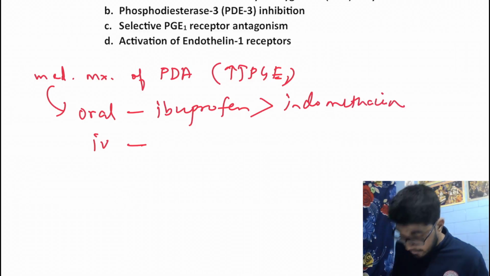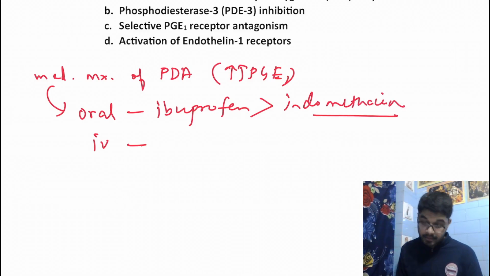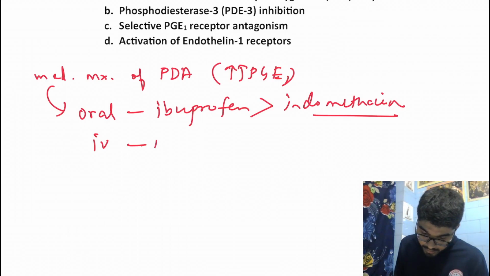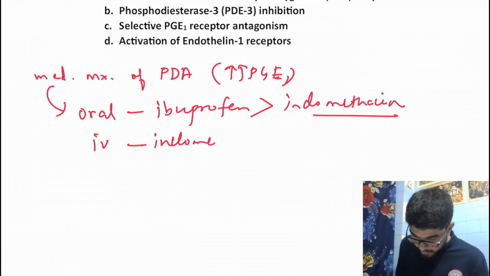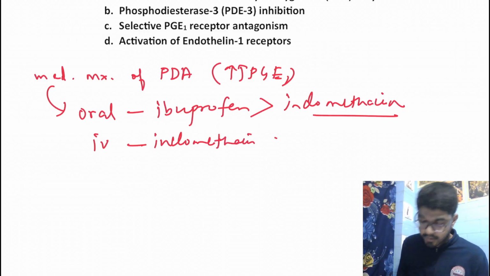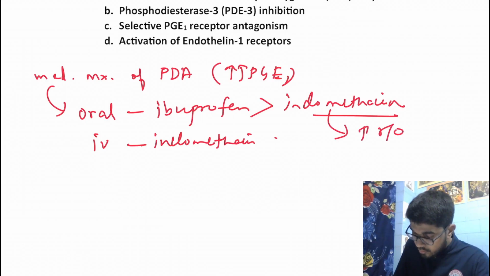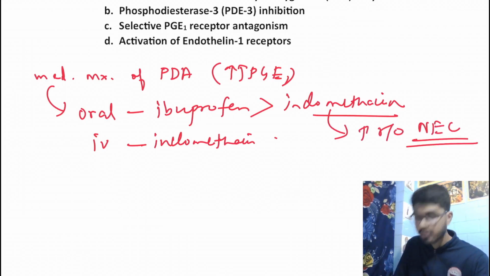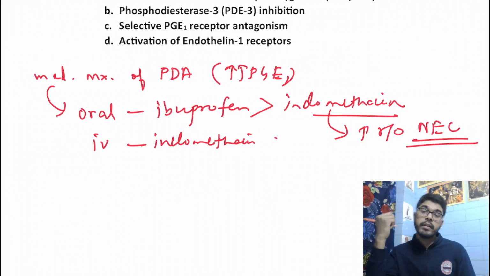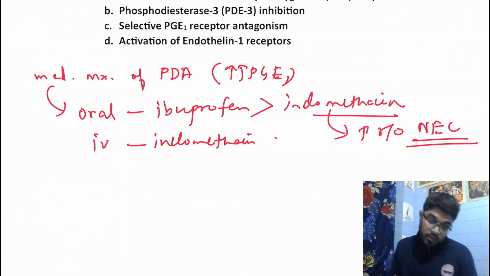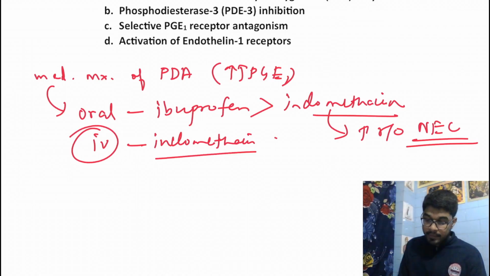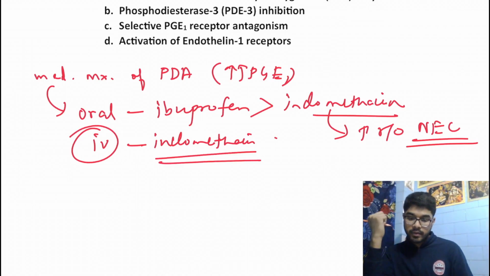Whereas in IV we do not have ibuprofen, only indomethacin would be a choice, right? Why is ibuprofen preferred to indomethacin? Because indomethacin is associated with an increased risk of necrotizing enterocolitis in such patients. That's why ibuprofen is preferred. But if you have to give IV drugs, then indomethacin is the only choice that we have.